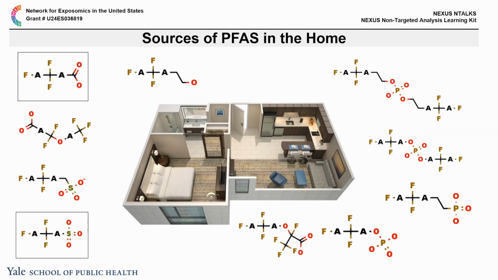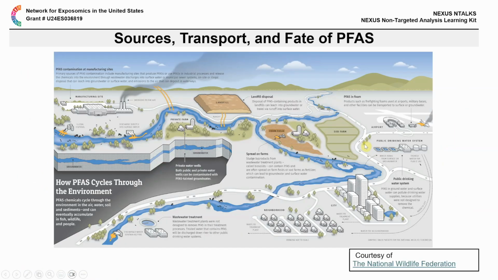Here's an example of some more structures of PFAS. Highlighted in the square are PFOS and PFOA. These are the usual PFAS measured and originally were measured and phased out. But you can see that they're just a minimal subset of the 14,000 plus PFAS that can exist. So what about sources, transport, and fate of PFAS in the environment? Here you can see that there are many different sources of PFAS, and we'll zoom into these different sources.